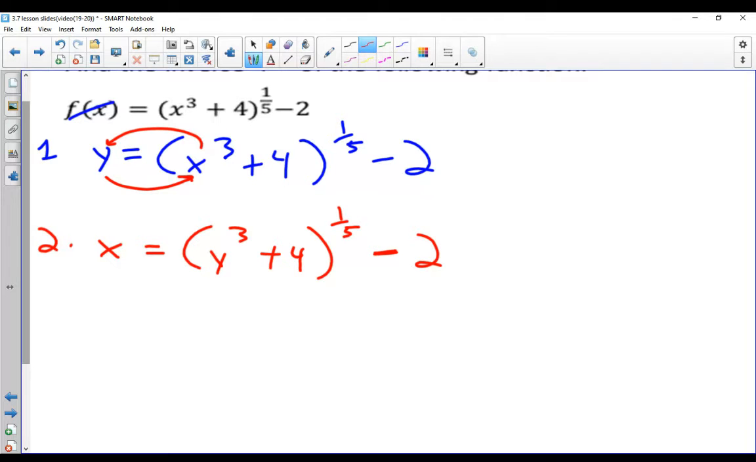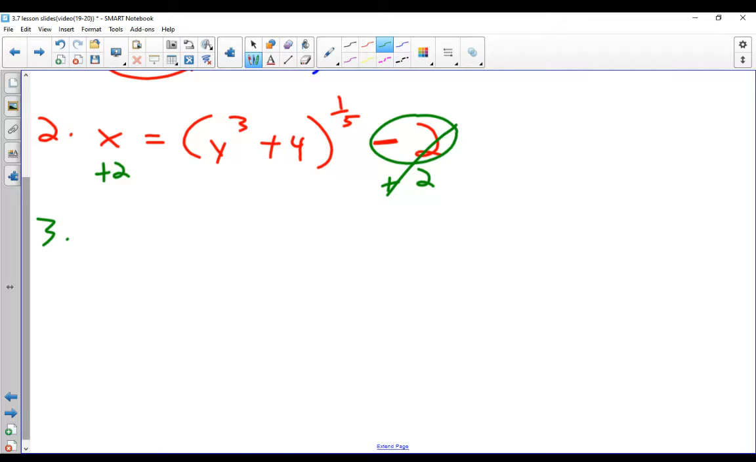All right. And now our third step, let's get that y alone. So again, it's usually best to start from the outside and work your way in. And the minus 2 is the farthest thing away from y. So let's take care of that first. It's pretty easy to take care of that. Go ahead and add the 2 to both sides. So then on the left, you have x plus 2. And on the right, you got y cubed plus 4 to the 1/5.